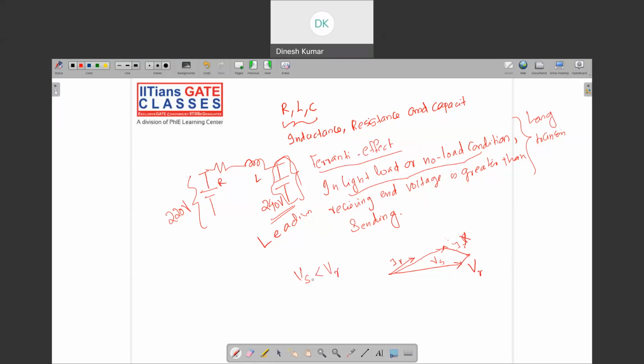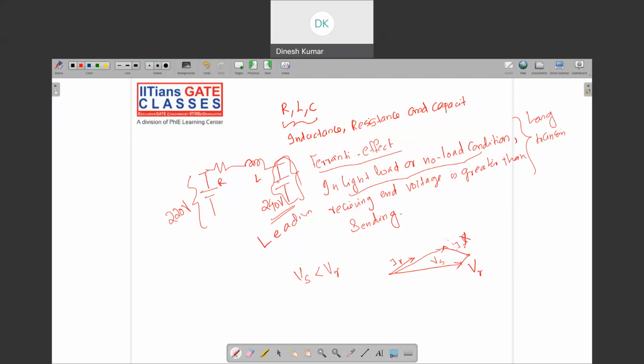That means now sending end voltage is actually less than receiving voltage. In order to get 240 volts here, we have to give only less voltage here, less than 240. That is something like an amplification of voltage happening here, due to the presence of this particular capacitor. So the capacitor is actually boosting the voltage at this particular region.